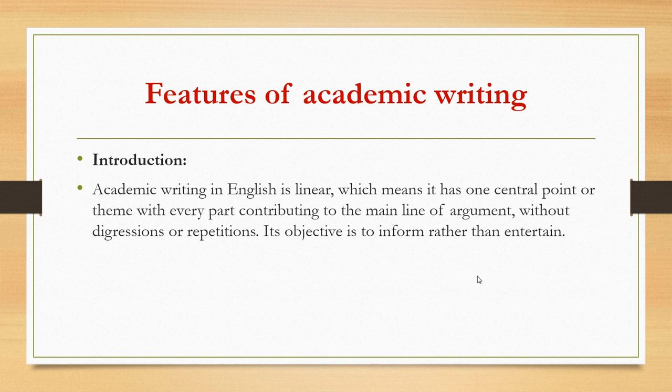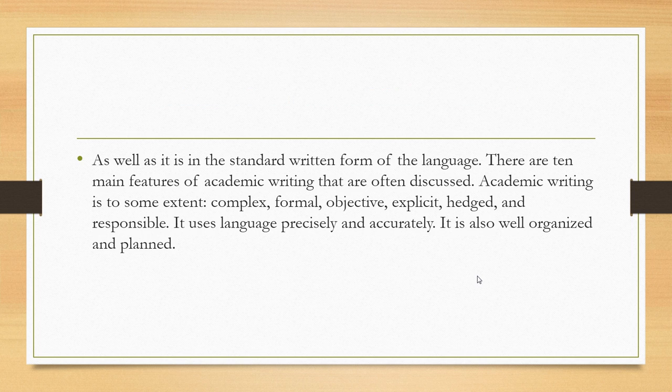Its objective is to inform rather than entertain. As well, it is in the standard written form of the language. Academic writing will always be in the standard form of the written language. There are 10 main features of academic writing that are often discussed. Academic writing is to some extent complex, formal, objective, explicit, hedged, and responsible. It uses language precisely and accurately. It is also well organized and planned.